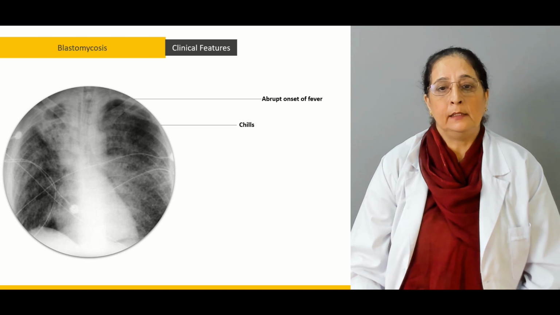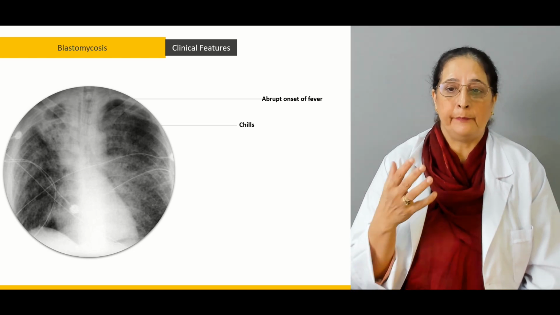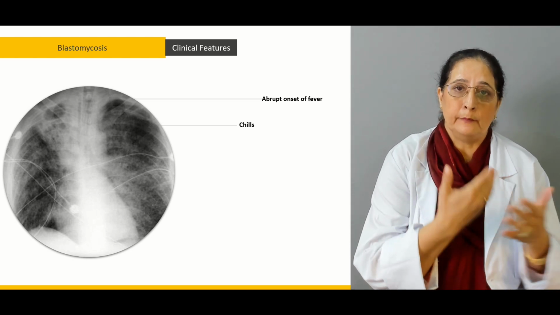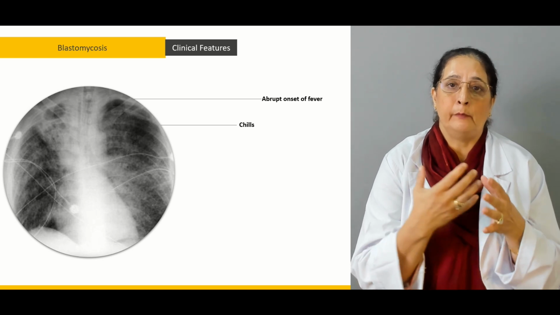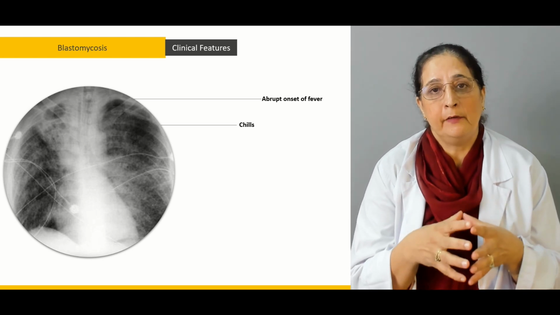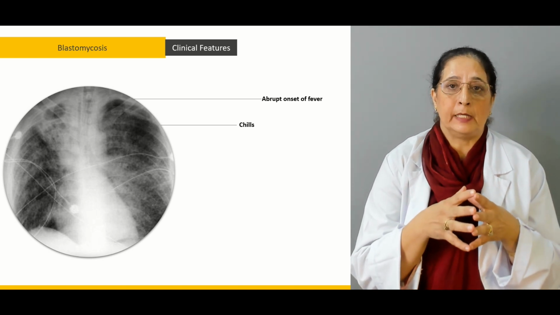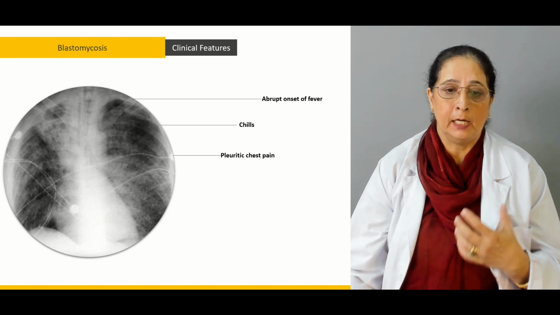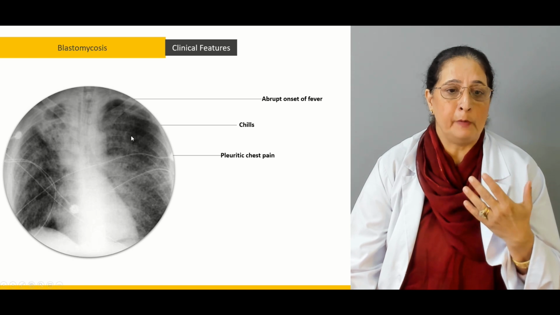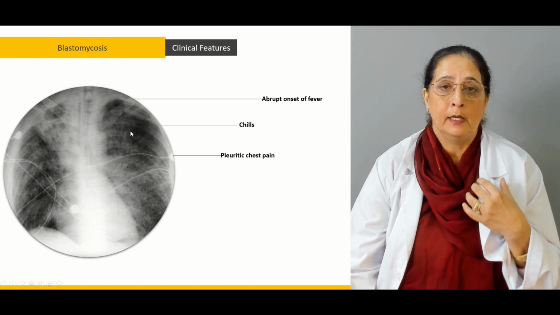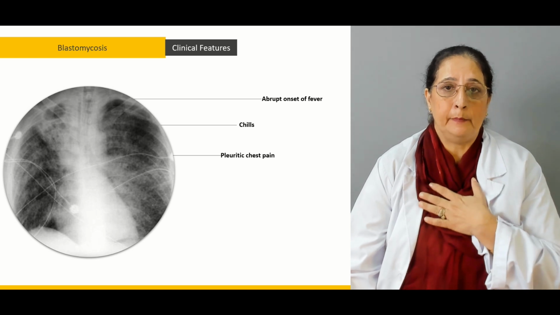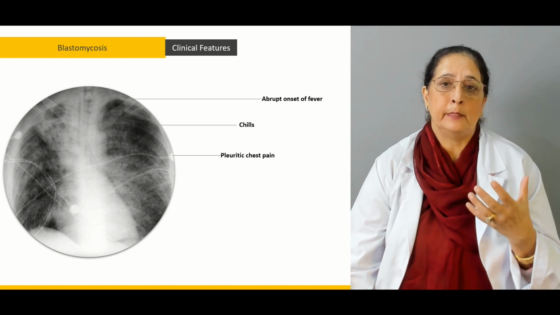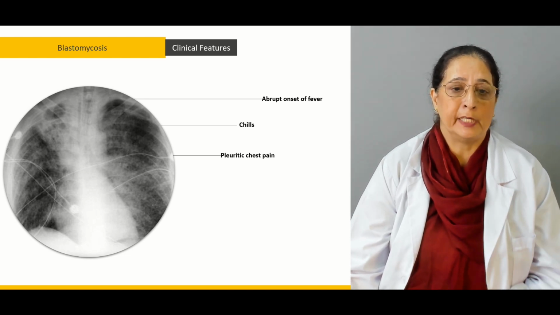Then another is the chills, because fever is there associated with chills, because we mentioned it causes symptomatic pneumonia-like features, and pneumonia is associated with fever and chills. So chills are also present in blastomycosis. Then there is pleuritic chest pain because of extensive involvement of the lung parenchyma. There is pleuritic chest pain, very bad. The patient will complain of pain in the chest. As in symptomatic pneumonia, we see there is pleuritic chest pain.